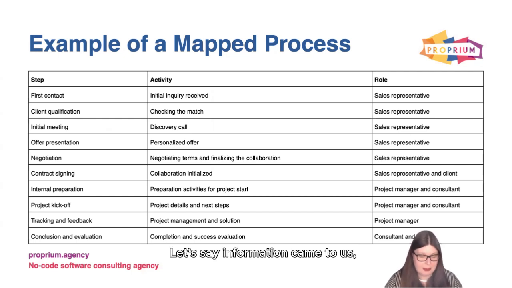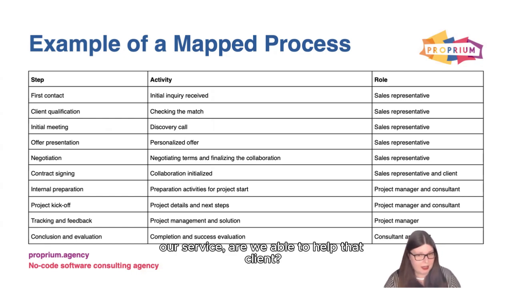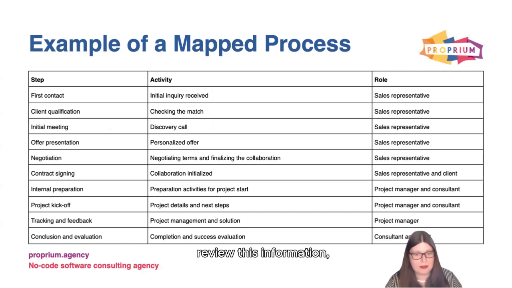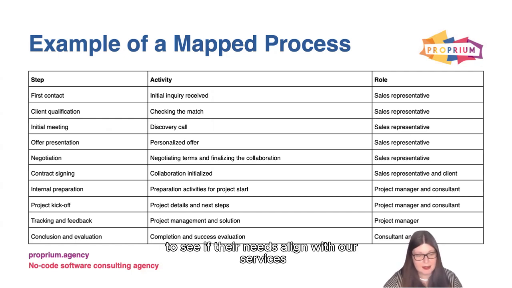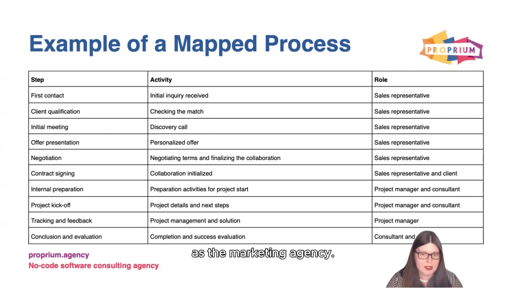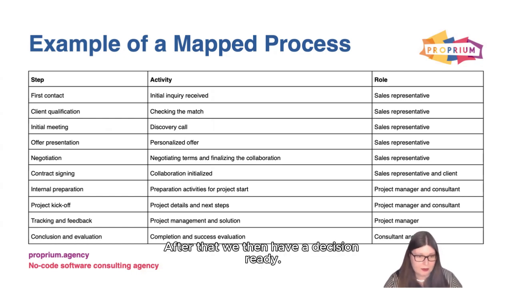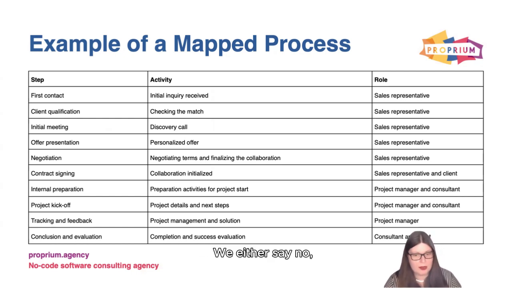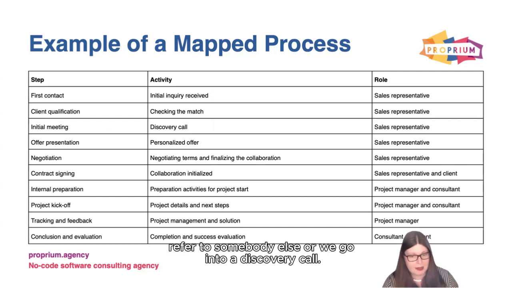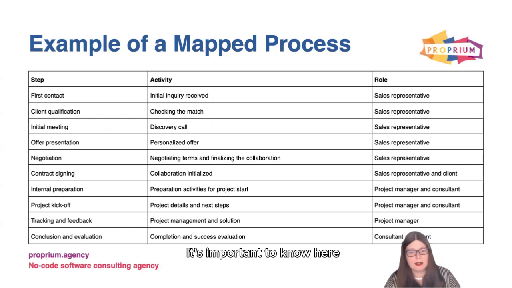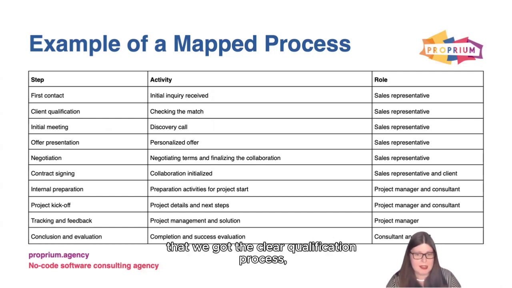Let's say the information came to us, and then we need to be able to see if this client actually matches our service. Are we able to help that client? So the sales representative reviews this information to see if their needs align with our services as a marketing agency. After that, we then have a decision ready. So we either say no, refer them to somebody else, or we go into a discovery call. And it's important to note here that without a clear qualification process, the wrong clients may move forward, and you're actually wasting time for both parties, not just them.